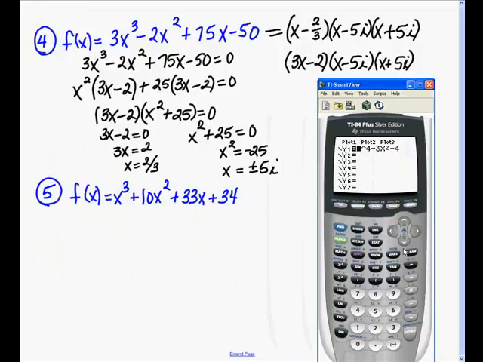So if I pull up the calculator and let's put in x cubed plus 10x squared plus 33x plus 34 and graph it. Okay, this is a third degree, so we know we have 3 zeros, and there's only one real zero, and it appears to be at negative 2.